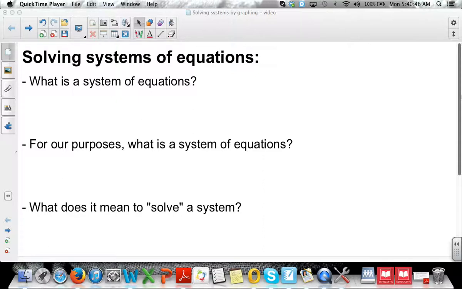Alright, so we're starting a new topic. We are solving systems of equations. So first we need to talk about what that means. So what is a system of equations?